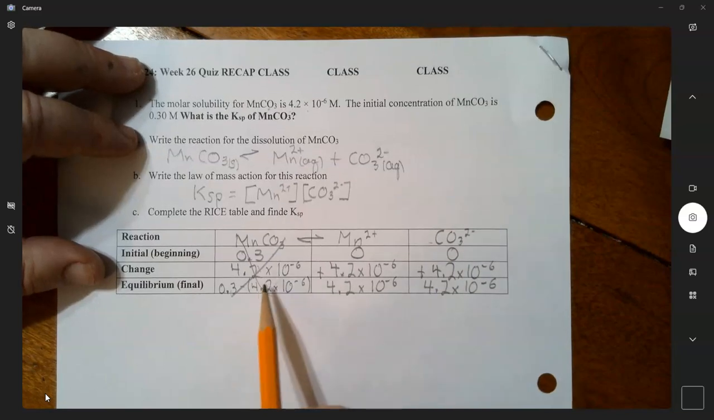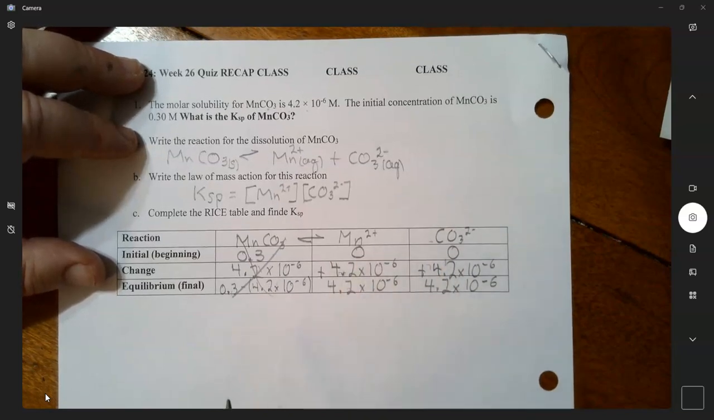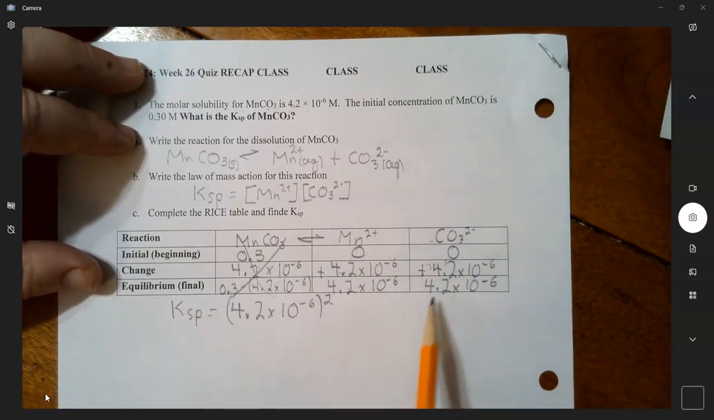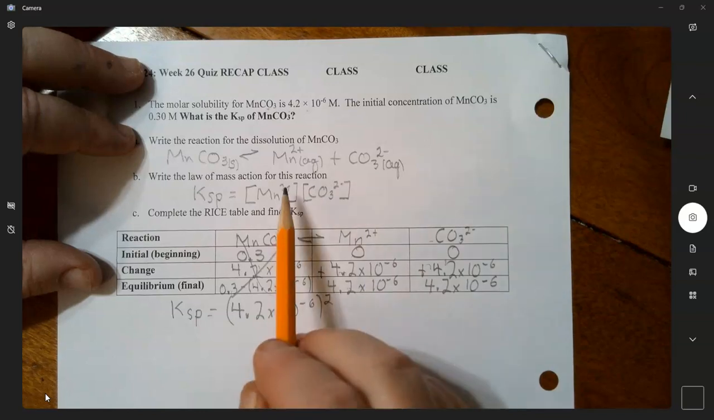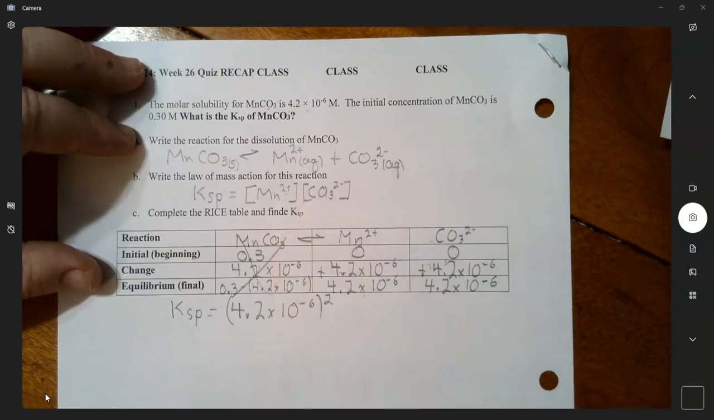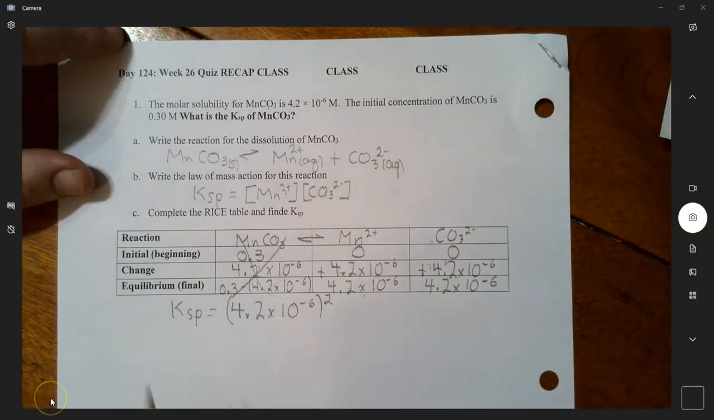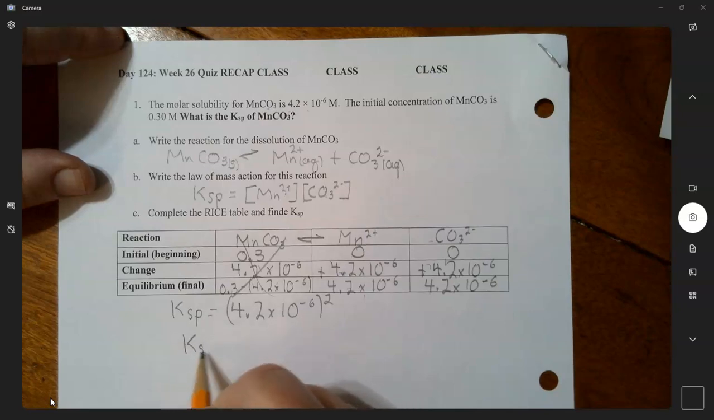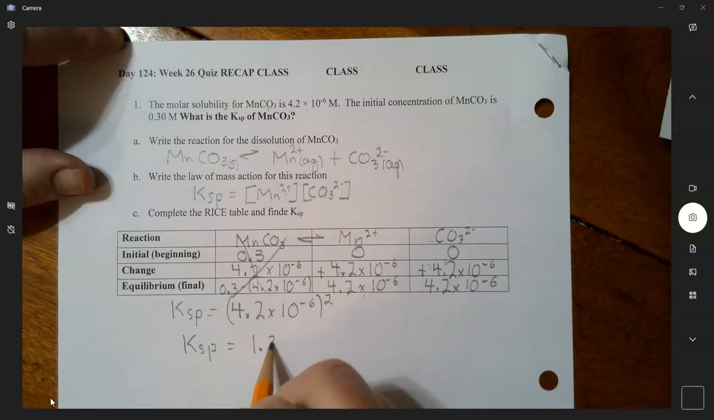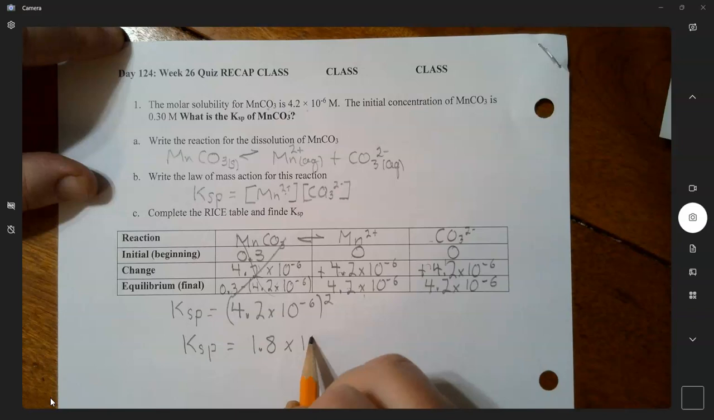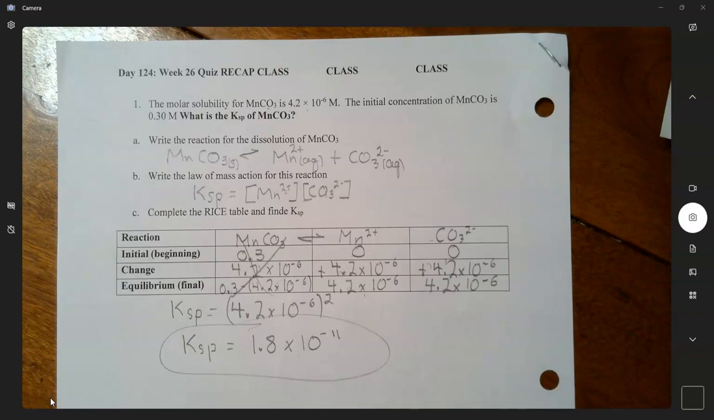So how do we find the KSP? Again, we're just going to work with these two. All right, so here we go. Again, it's just this multiplied by this. In other words, those two are the same number, so you square it. And that's all you do, and once you do that, you have the answer. Okay, and what we get for KSP to two significant figures is 1.8 times 10 to the negative 11th. Very small number, okay? And that is the final answer for that. So these are pretty easy once you know how to do them.